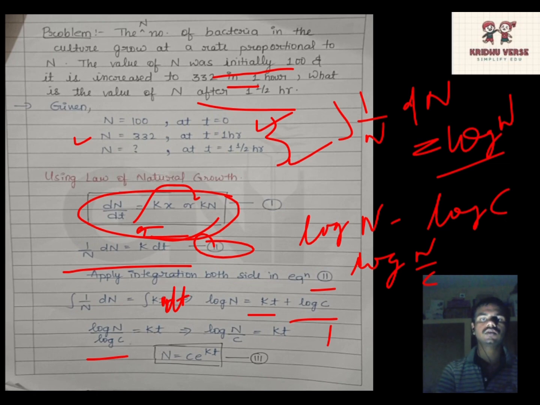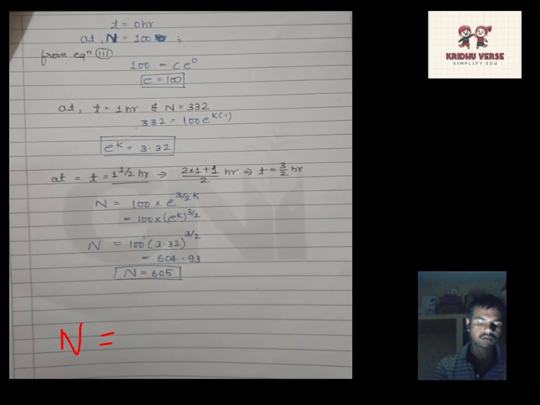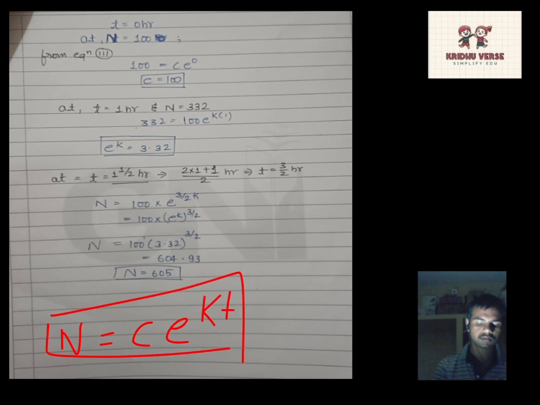So log n minus log c equal to kt. Then log taken common, n over c equal to kt. Now log is shifted to the other side and c is shifted to the other side. So n equal to c e power kt. It is equation number three. If log is changing from one side to the other side, it is converting to exponential. This is a common formula. In the last equation we got n equal to c e power kt.